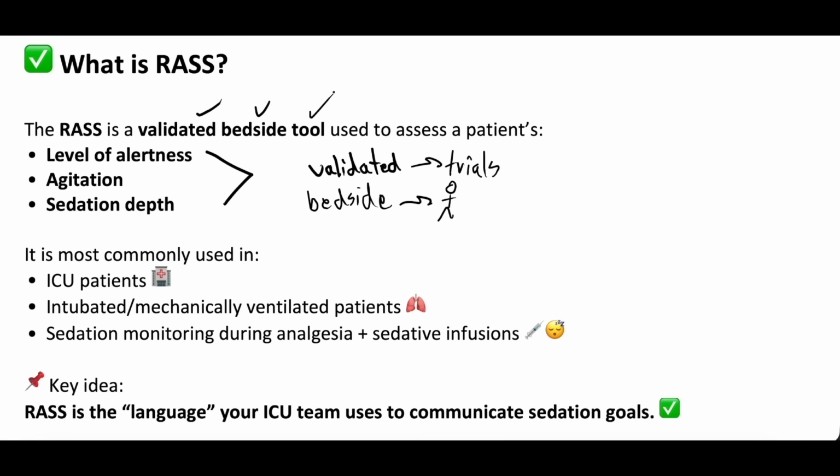And then at the end of the day, it is a tool. This isn't the end all be all. This one number, the RASS, isn't just this kind of magical isolated thing you should act on, but it's a tool. It's meant to be an adjunct to the rest of your clinical assessment. All right, and it's used to look at level of alertness, so how awake is the patient, are they agitated, and what their sedation depth is.